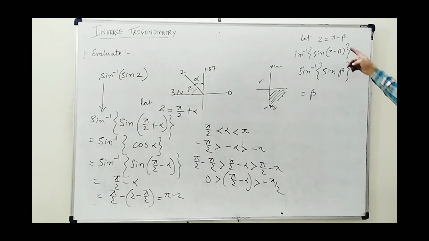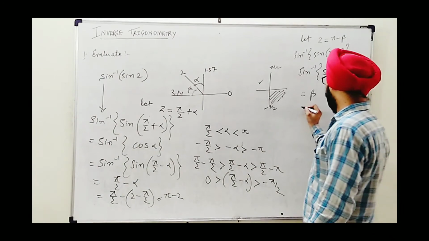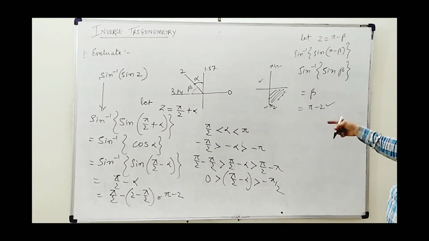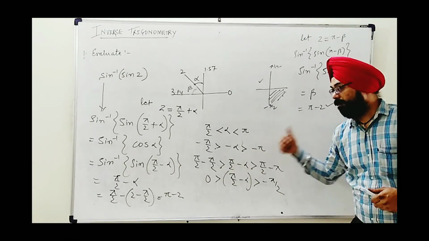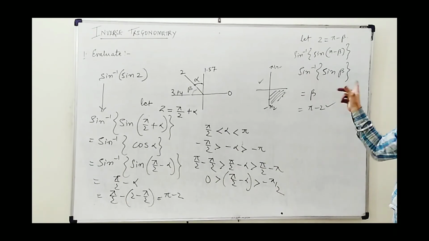Now beta was considered. What is its value? From this relation we need to find beta, which is equal to pi minus 2. Beta can be shifted to the right hand side, so we get pi minus 2. You can see there is no change in the answer. It doesn't matter which method you apply. But I think students will select this one.